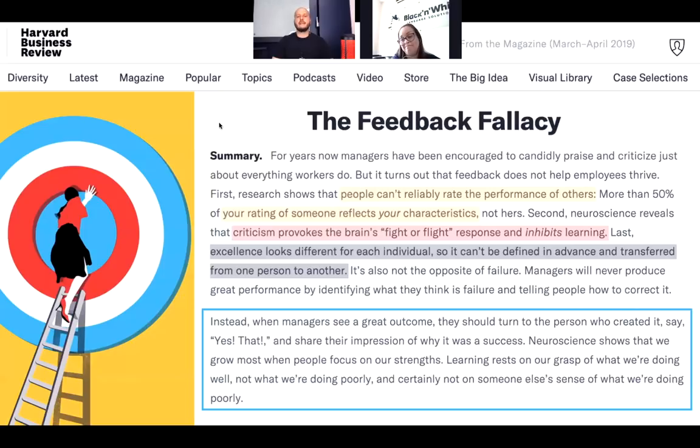All right. So what do you understand by this, Míriam? What is good feedback according to this? We grow most when people focus on our strengths. Yes, focus on our strengths, okay? Hold that thought because it's going to be necessary for this class later on, okay? It's going to be important.